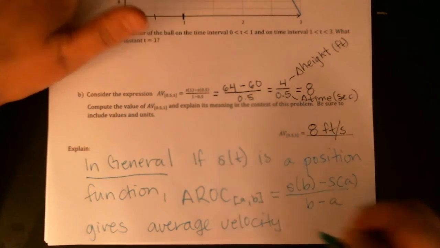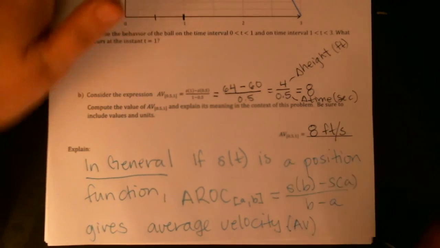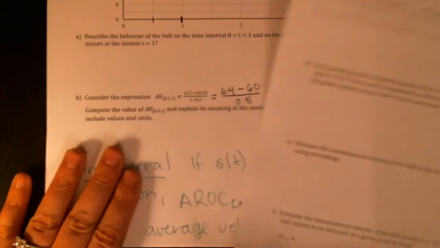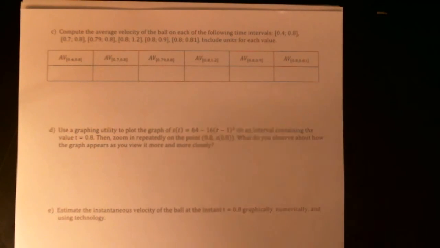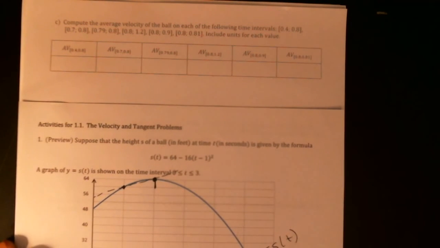So again, this is average velocity, which we're abbreviating A sub V. Anytime you start with a position function and you calculate the average rate of change, what you're getting is an average velocity. Okay, so let's move on to another page. I want to actually crunch through a few more of these. We'll try and make it not too slow.